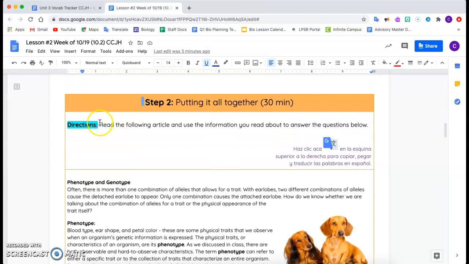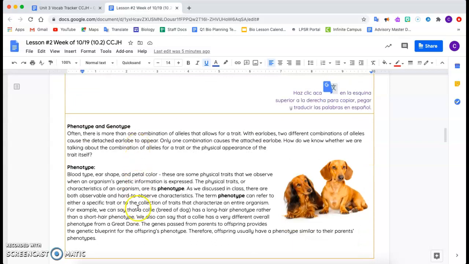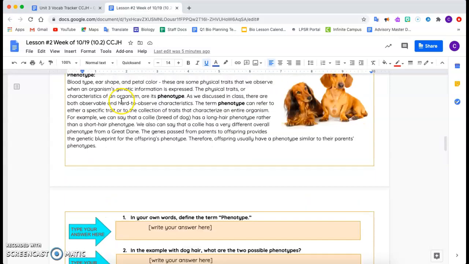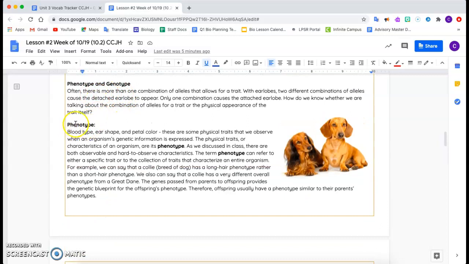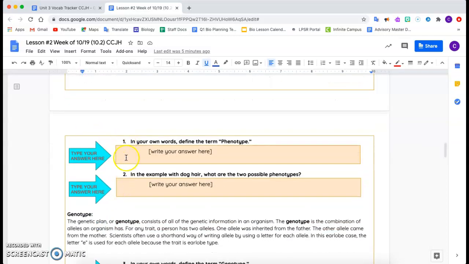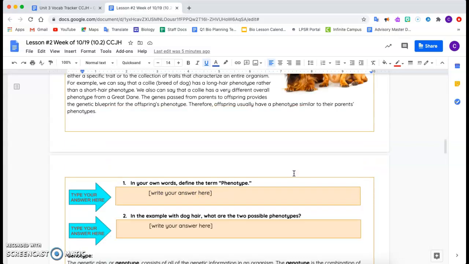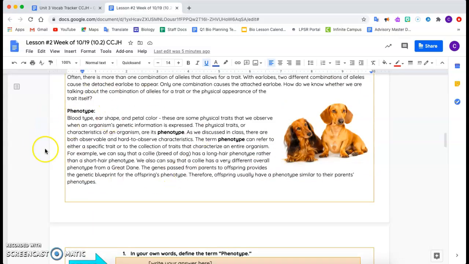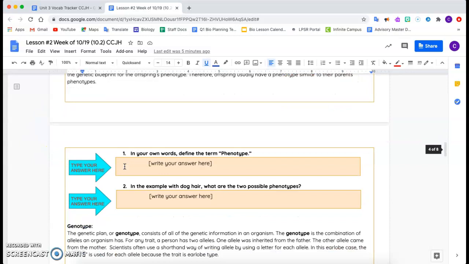The next step is to read the following article and use the information you read about to answer the questions below. So this is kind of putting together a lot of the information that we've been learning about genes. So make sure that you read through all of this. You read through phenotype and genotype and then answer these 2 questions. In your own words, define the term phenotype. In the example with dog hair, what are the 2 possible phenotypes? So remember, read through here, make sure you understand what's going on, and then answer these questions.